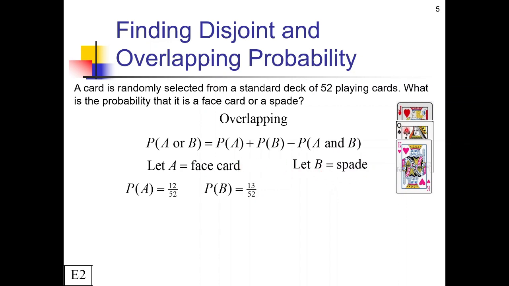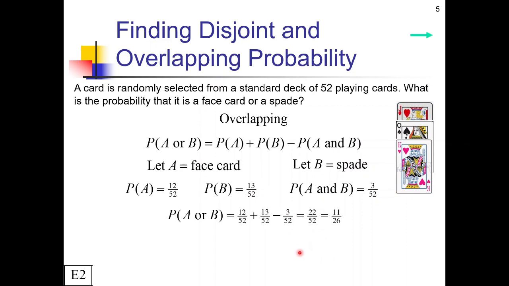Here's one of them, the Queen of Spades. We also have the Jack and the King of Spades. So 3 out of 52. So putting all this together, we've got 12 out of 52 plus 13 out of 52 minus those 3 overlapping cards out of 52. So this is going to be 25 minus 3, which is 22 out of 52. And now we can reduce that by 2's, and that'll be 11 over 26.